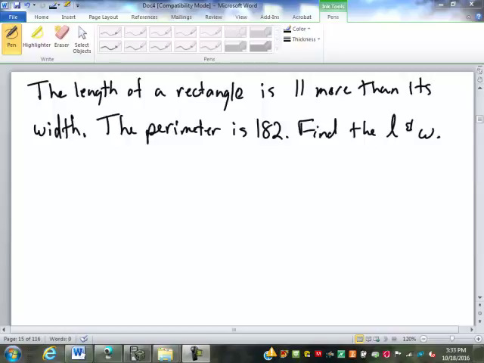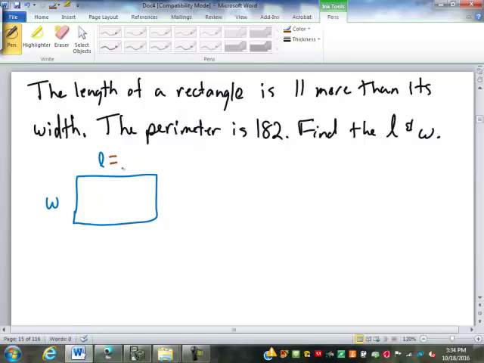Okay, so let's look at the problem I had you try up here to start off. The length of a rectangle is 11 more than its width. The perimeter is 182. Find the length and width. So looking at a rectangle, we have length and width. There's a relationship between the length and the width. It is what?